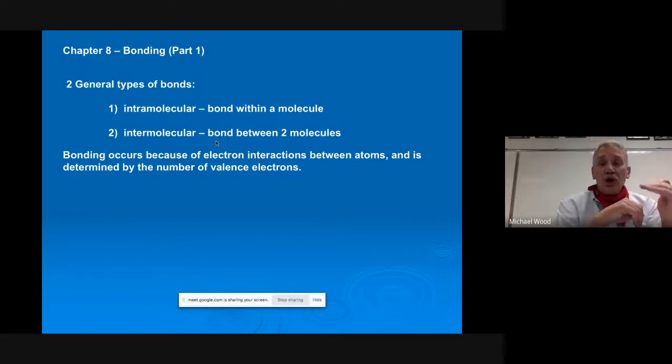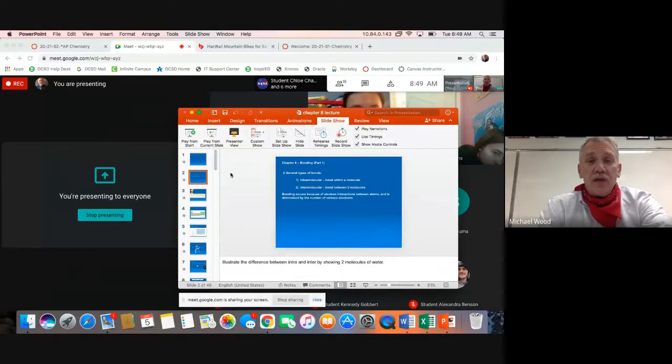And the intramolecular bonding, the bond within the molecule, will determine the intermolecular force. So bonding occurs because of electron interactions between atoms and is determined by the number of valence electrons. And we're going to kind of review that today. Okay, so let me just real quick.